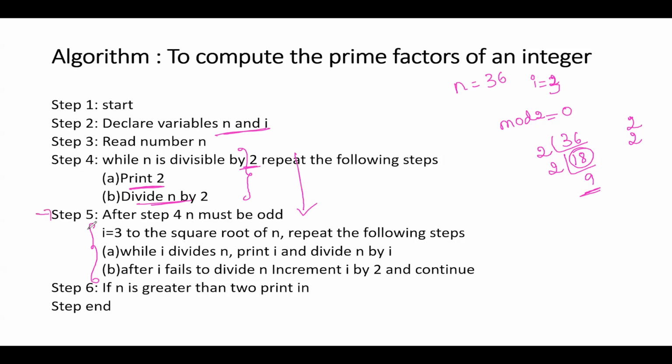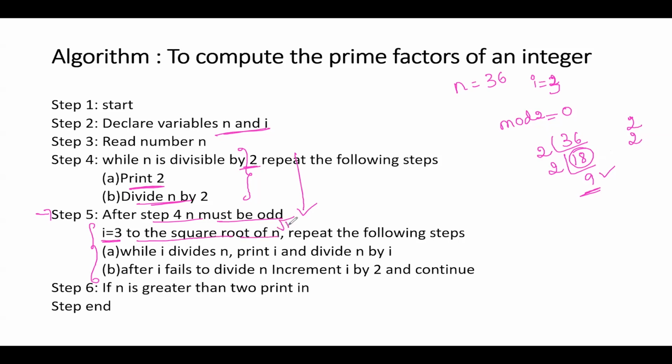All right. Now in step 5, after step 4, n must be odd. Yes, in our case, n is odd. Obviously, because if it is not divisible by 2, it is not an even number. Hence, it has to be an odd number. And then I will initialize i to 3. Why 3? Because we have already discussed that after 2, we will take the next prime number, which is 3. And then up to the square root of n.